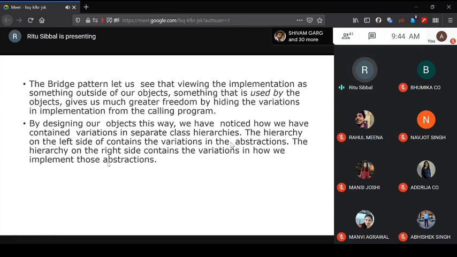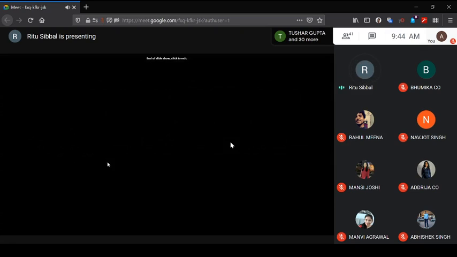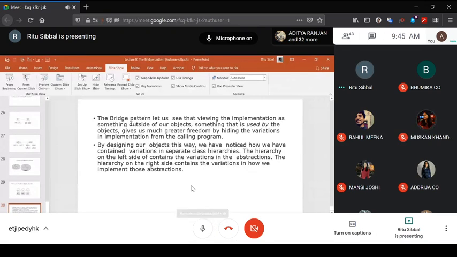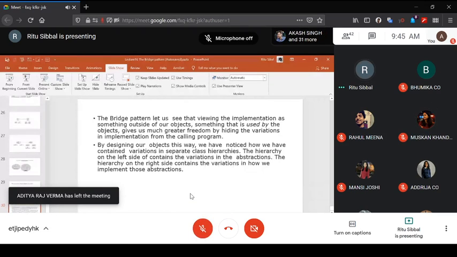There could be n number of programs or ways we could be implementing those abstractions on the left hand side. So that's how we have used, this is what a bridge pattern is, and then we let one hierarchy contain another hierarchy, or one abstract class contain another abstract class. Is that clear? Yes, ma'am. So this is the bridge pattern.